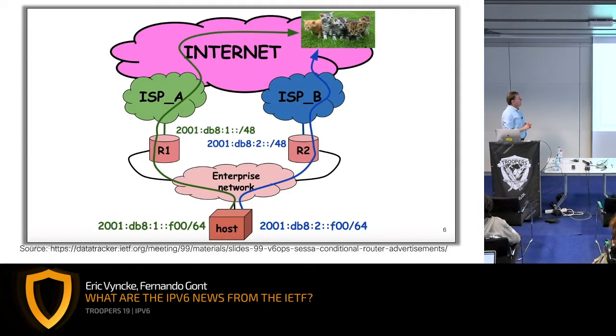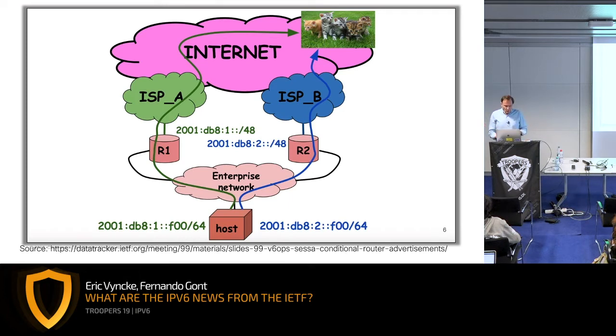So this is, again, coming from a slide from Jen, and she likes cats and assumes that the internet is only for looking at pictures of cats, right? Maybe that's right. So two routers, two ISPs, and you need to be sure that you exit by the right one.